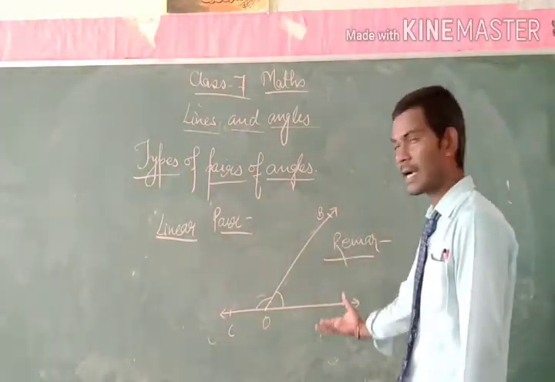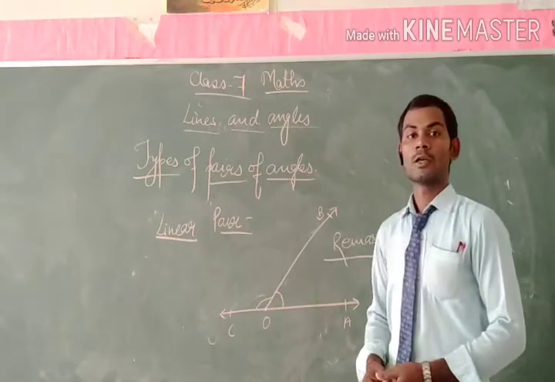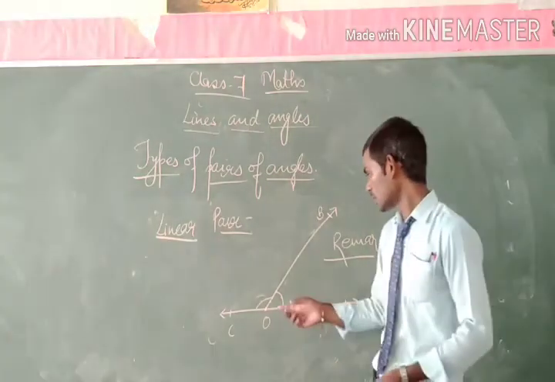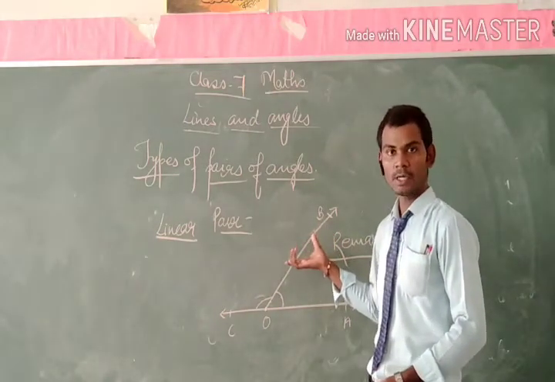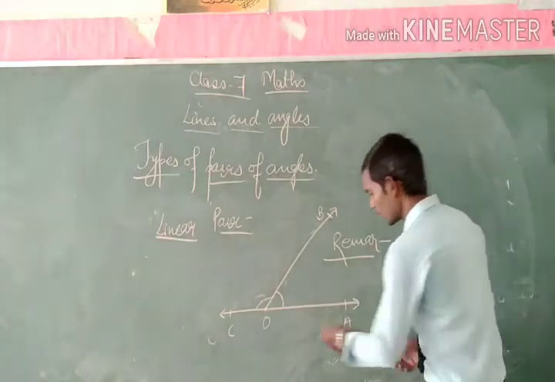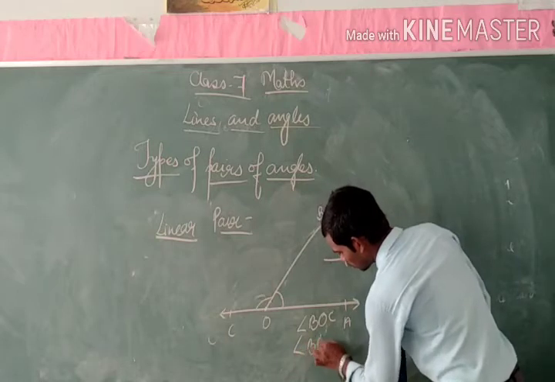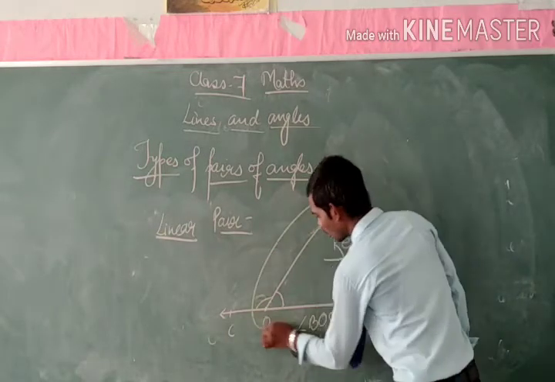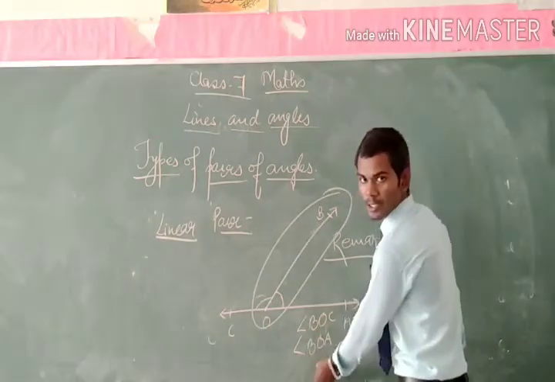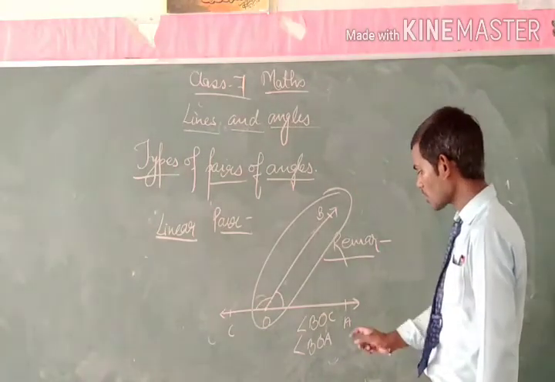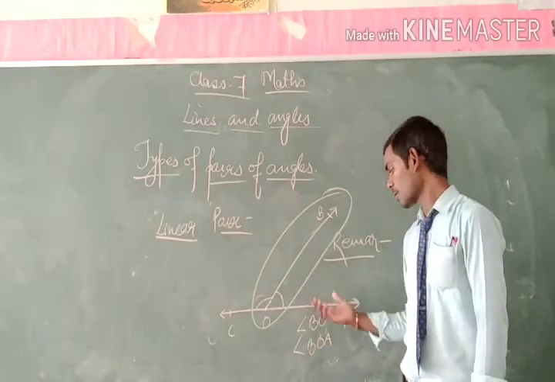Why do we say that they are adjacent? They are adjacent because the side OB is the common side for both angle BOC and angle BOA, and O is the common vertex for both angles.